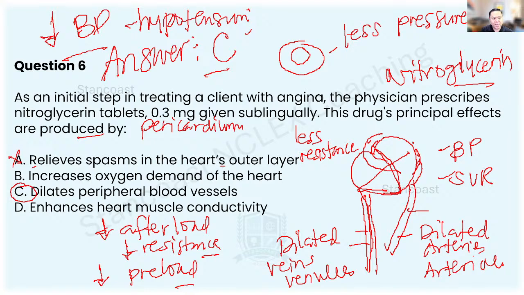Now, B, increases oxygen demand of the heart. Does it? Is demand increased after the administration? No, it reduces. So this is wrong. The nitroglycerin reduces oxygen demand. All right. What about letter D? Enhances the heart muscle conductivity. What does that mean? It doesn't impact the muscle conductivity. All right, let's move forward with the next question.